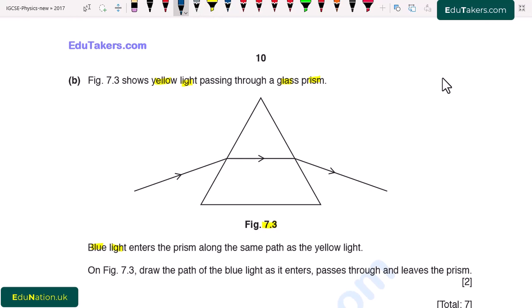First of all, I write here yellow and blue, and I compare wavelength. The wavelength of the yellow light is larger as compared to blue light. As the wavelength of the blue light is smaller, in the case of blue light there will be more bending.